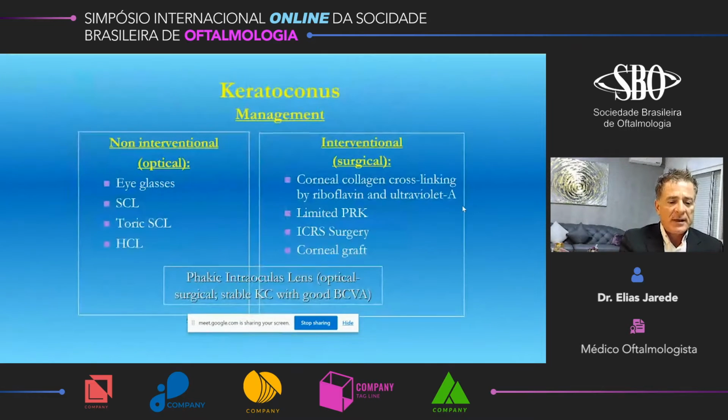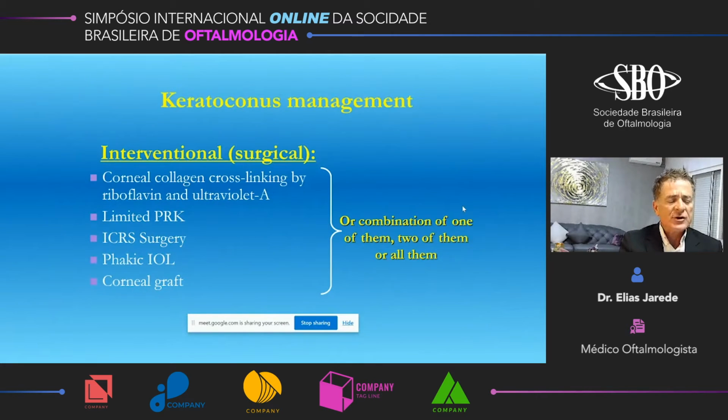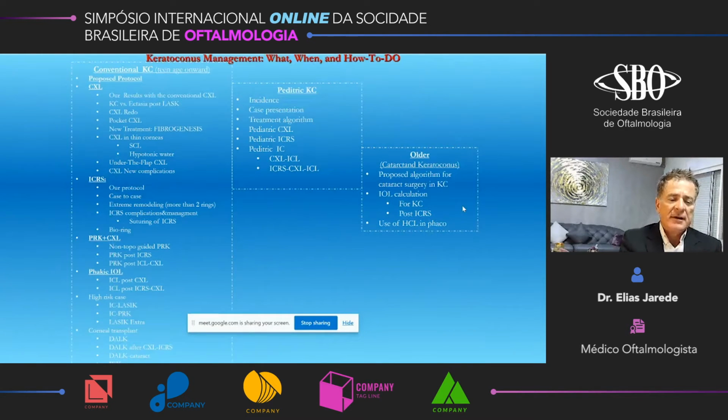Well, this topic is about keratoconus: when, what, and how to do. Just an overview of how we approach keratoconus, putting together an algorithm, understanding the different treatment modalities, understanding the patient's needs and the behavior of keratoconus, to know when and how to approach keratoconus management. Interventional procedures include cross-linking, PRK, ring, phakic IOL, and corneal graft, and how to use and combine all of them to obtain a good outcome in keratoconus management.